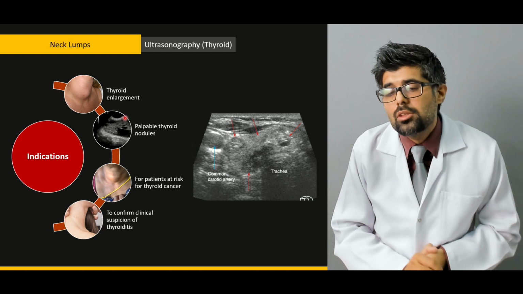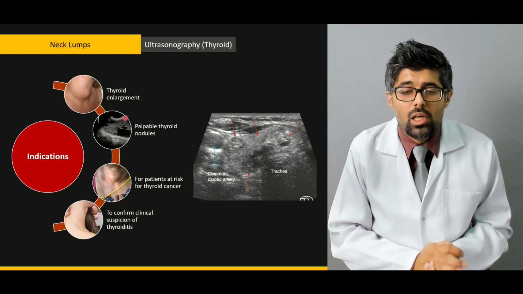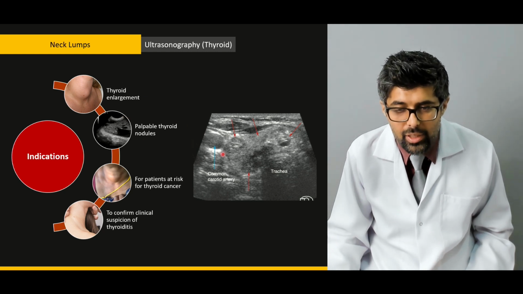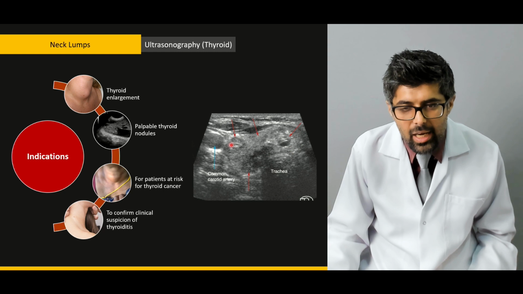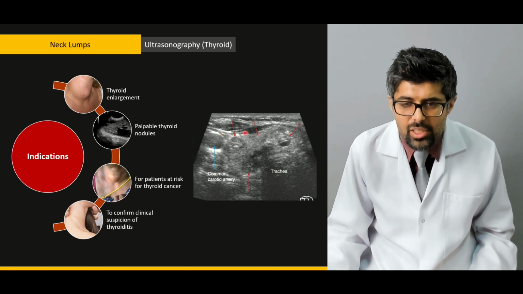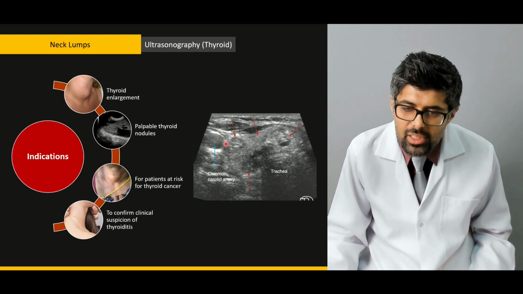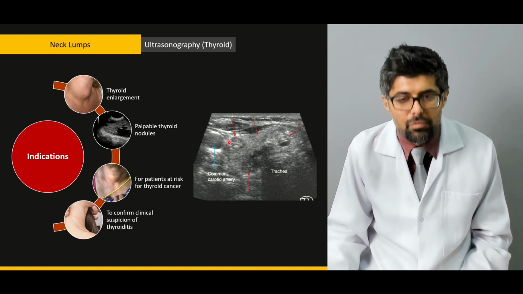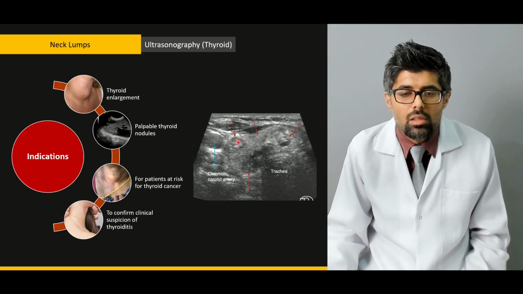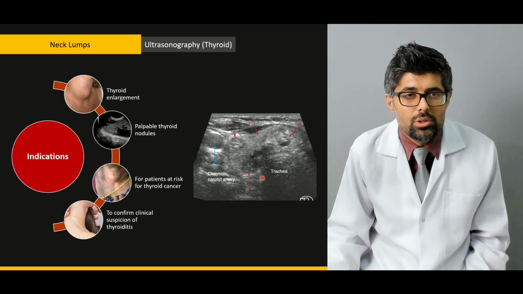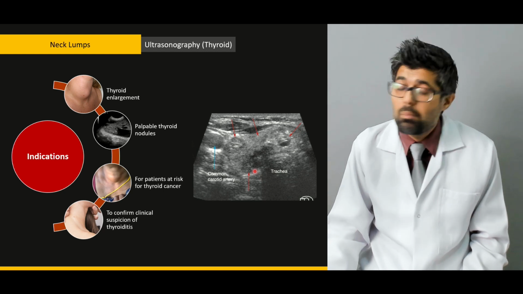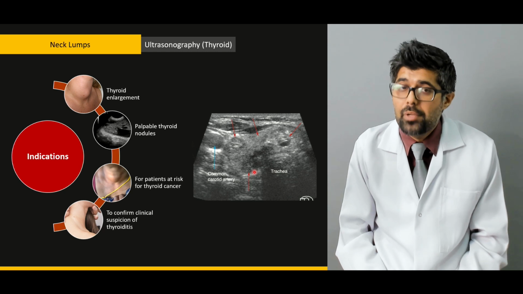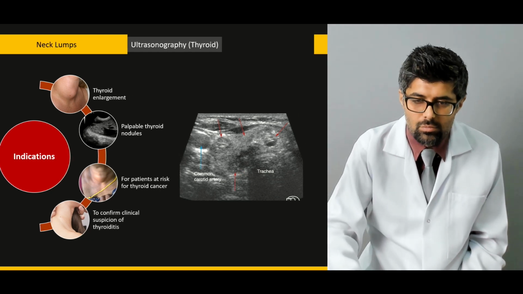Here is an ultrasound image of the thyroid gland. Here we can see the common carotid artery, the trachea, and this is the thyroid gland, and these small isoechoic but still differentiated areas are the thyroid nodules. Now, they might be benign, they might be malignant, but usually thyroid nodules are benign.